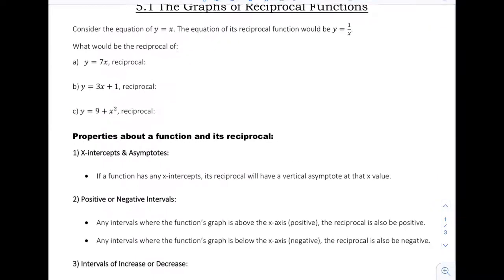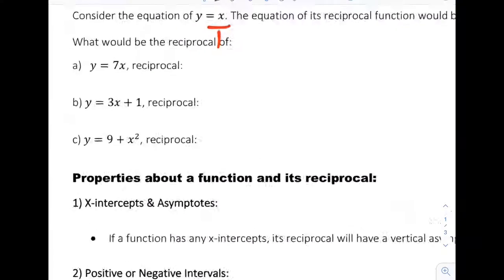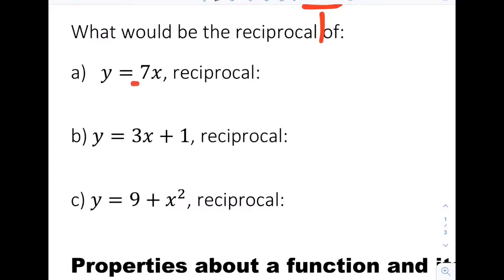So in terms of graphing reciprocal functions, consider the equation y is equal to x. The equation of its reciprocal function is y is equal to 1 over x. Basically what's happening is you take a function, if it doesn't have anything on the bottom of its fraction, you can think of it as being over 1, and you flip it. So like an hourglass, the 1 goes on top and the x goes on the bottom, and that's how we get our reciprocal. So if we're working with y is equal to 7x, the equation of its reciprocal would be 1 over 7x.